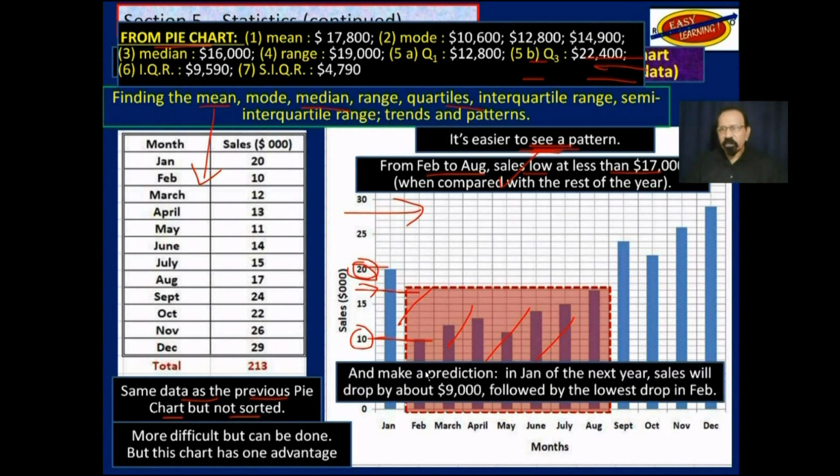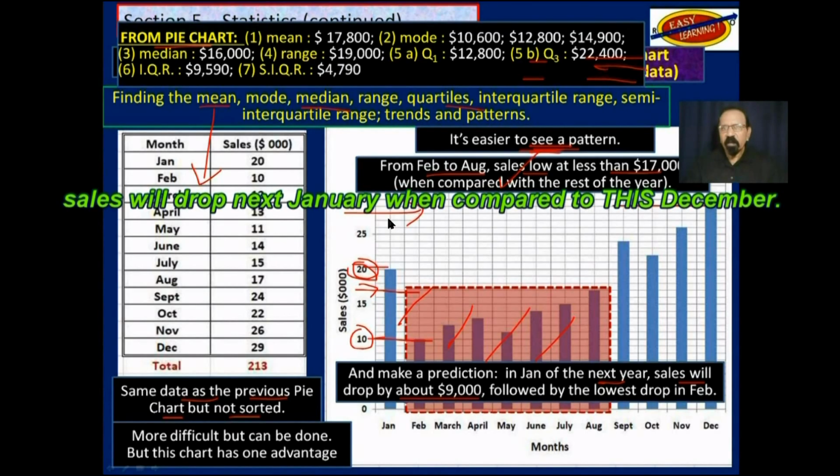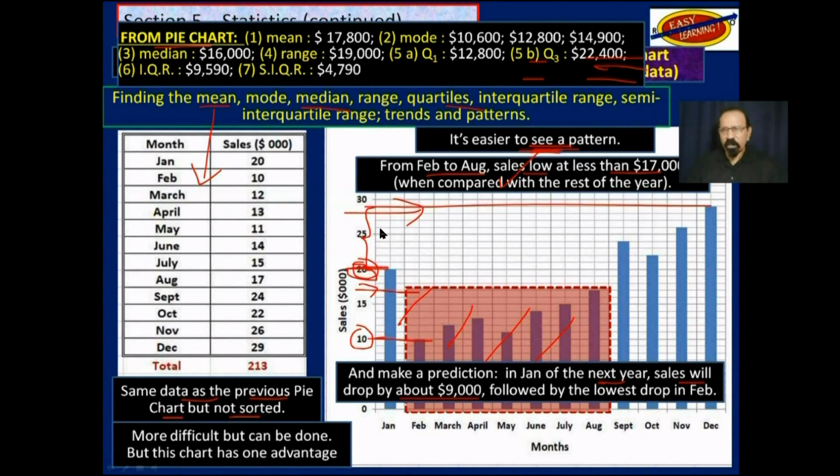You can even make a prediction. In January of next year, sales will drop by about 9,000. That is to say, from here, which is 29,000, to here, which is 20,000. So about 9,000. That's a prediction. Followed by the lowest drop in February, which is the lowest drop here. That is assuming that things continue the way they did for this year. Next year, we can expect that.